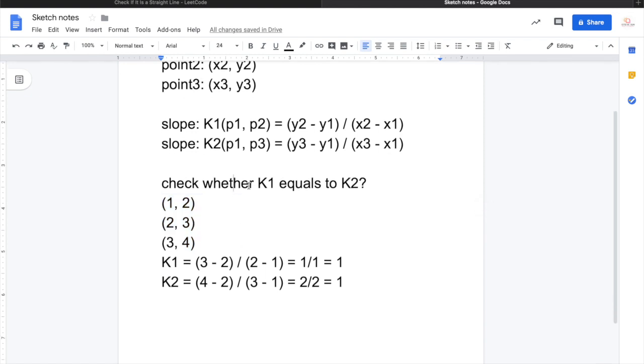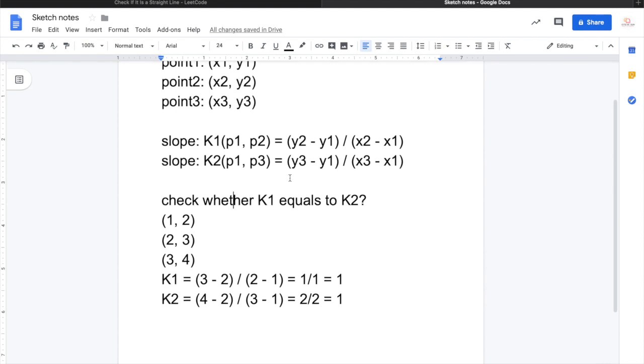But before we put that into the actual code, there is one possible case, because we're doing division here. It's definitely possible that the difference between x2 and x1, or between x3 and x1, could result in a zero, which is a case that we don't want to see, because we don't want the denominator to be zero, which is invalid in the math context.